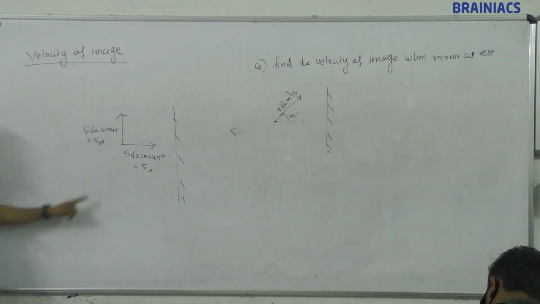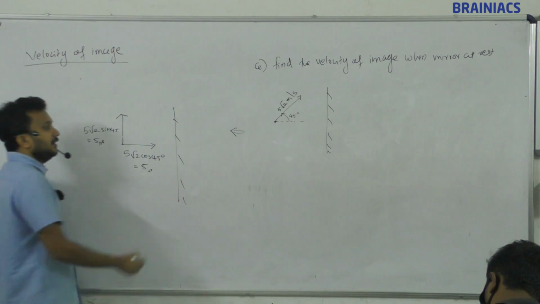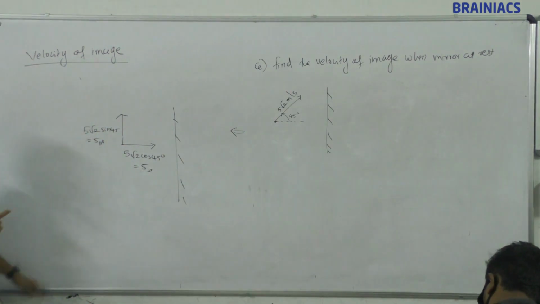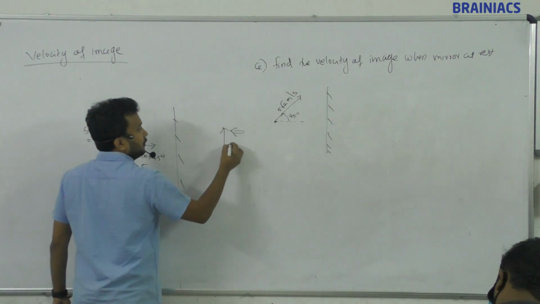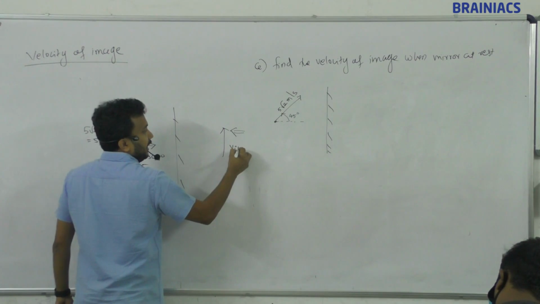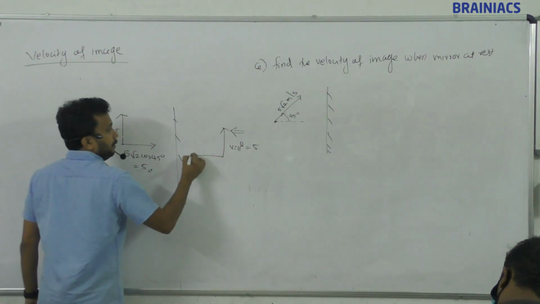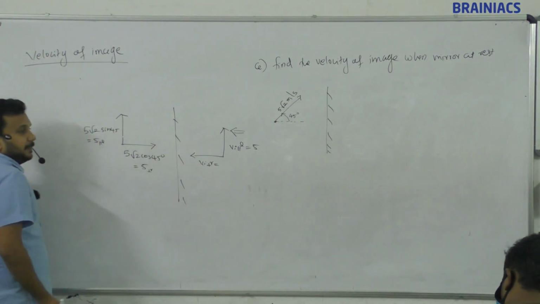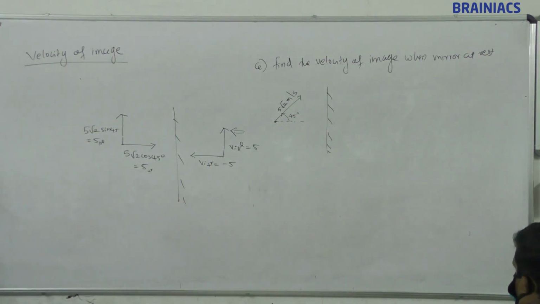Okay, so if 5 is perpendicular, the image is also moving, and the image will also have two components. Parallel means parallel, so the image will also have a component. So image parallel is equal to 5. Image perpendicular is equal to how much? Minus 5, opposite direction. Minus 5. But how to find the resultant?